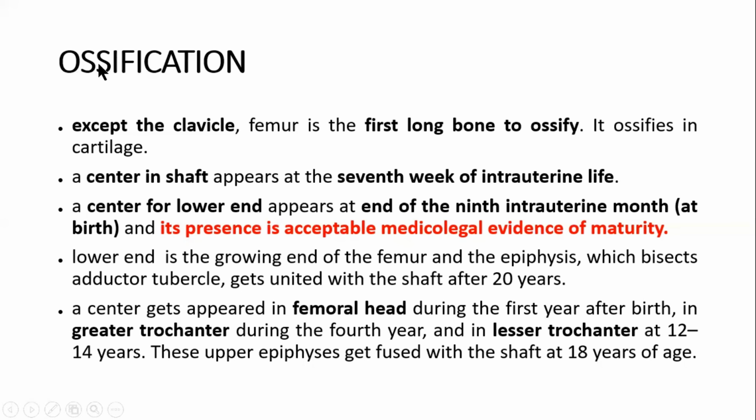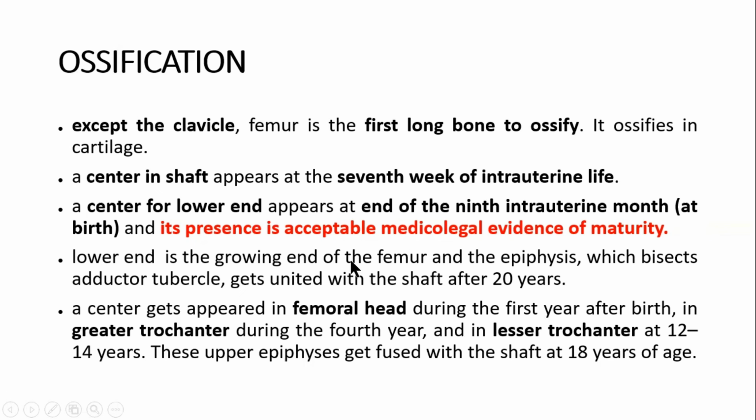And the last, ossification. Except the clavicle, the femur is the first long bone to ossify. It ossifies in cartilage. A center in the shaft appears at the 7th week of intrauterine life. A center for the lower end appears at the end of the 9th intrauterine month, at birth, and its presence is acceptable medico-legal evidence of maturity, right? Lower end is very important. It's acceptable medico-legal evidence of maturity.